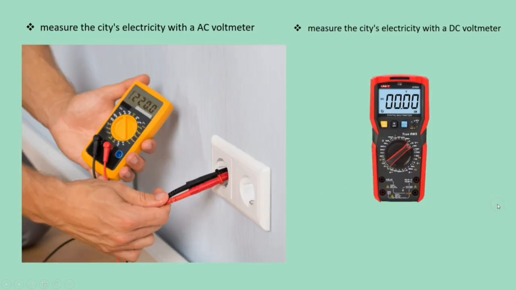A particular example is measuring city electricity. An AC voltmeter will show 220 volts RMS even though the voltage amplitude oscillates between 310 volts and minus 310 volts. This 220 is the effective value equivalent to DC voltage in terms of power. While if we measure the city's electricity with a DC voltmeter, it will show 0 because it displays the average of the sine function, which we know is 0.